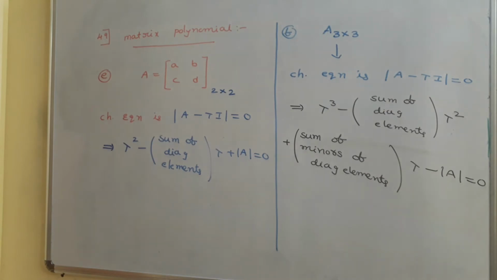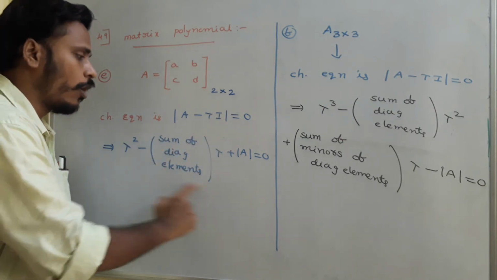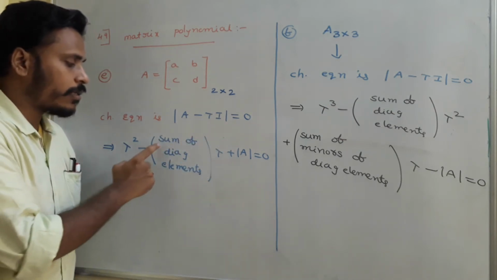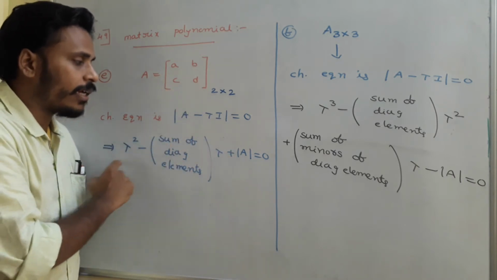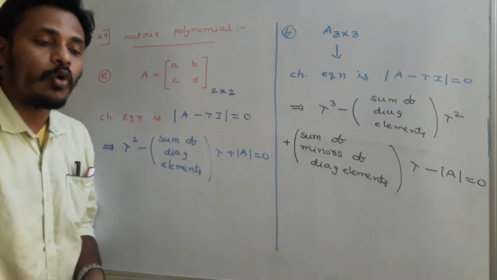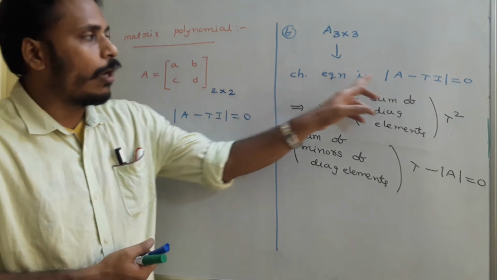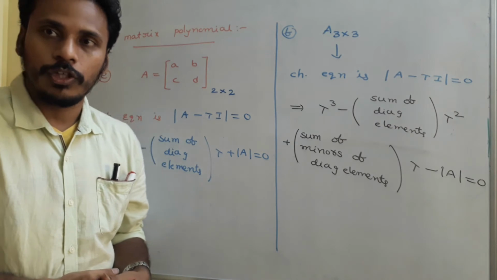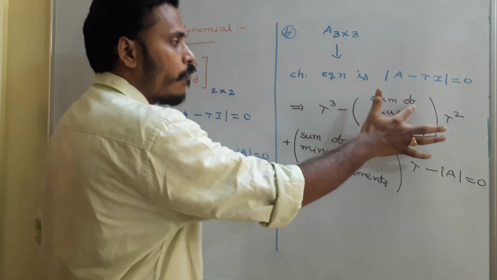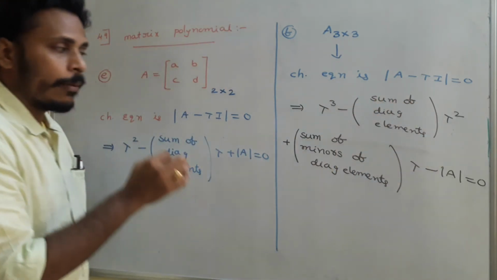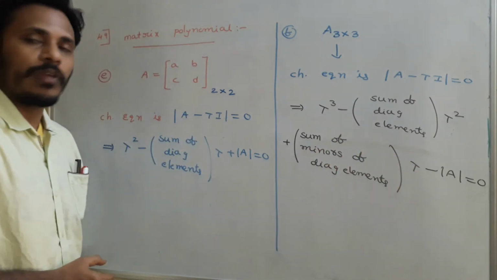For a 2 by 2 matrix, by the rule determinant of A minus lambda I is equal to 0, we get lambda square minus the sum of diagonal elements into lambda plus determinant of A is equal to 0. Similarly, with a 3 by 3 matrix, the process is somewhat longer, but at the end the result looks like this: lambda cube minus the sum of diagonal elements into lambda square plus the sum of minors of diagonal elements into lambda minus determinant of A is equal to 0.